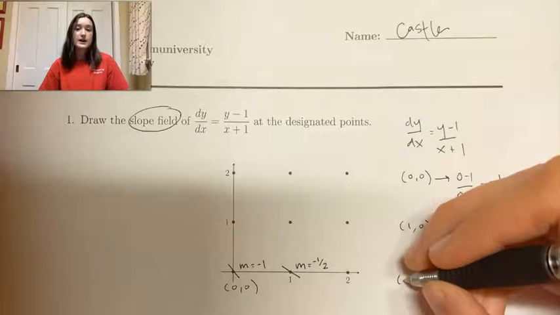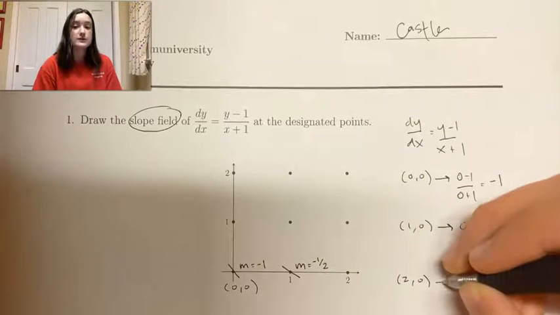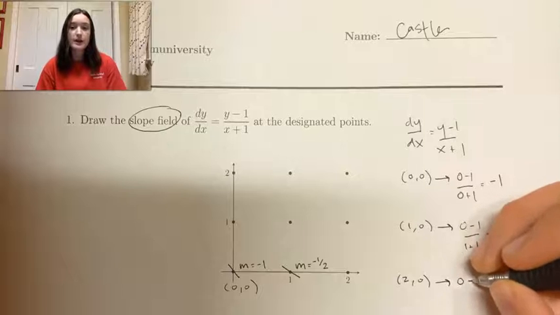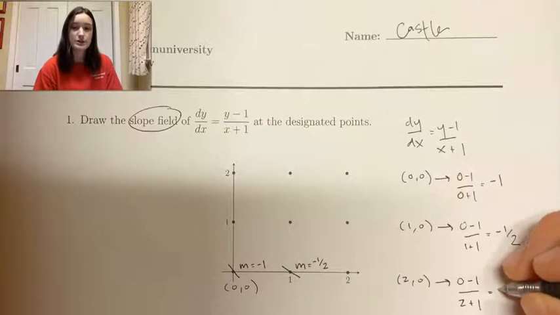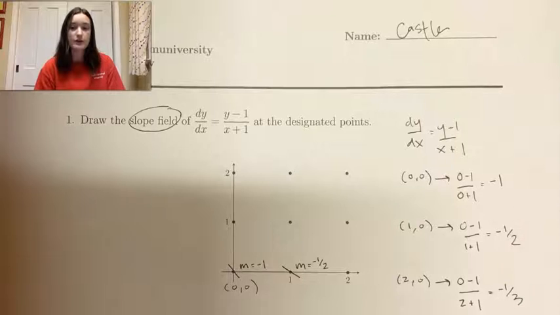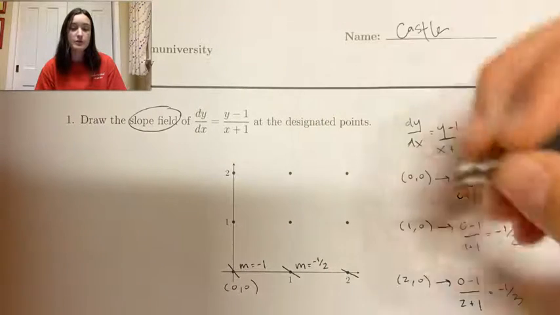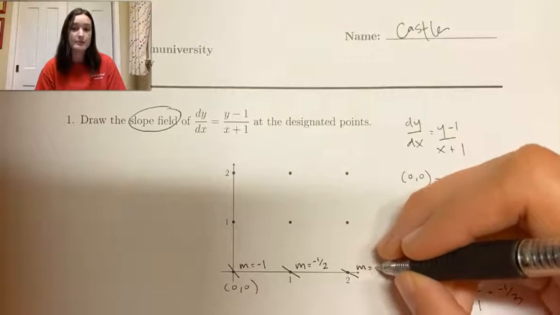And then moving on to that last one, the point is 2, 0. So I'm going to plug those in. And after I do these three, I'm not going to be showing all the work for these because this is pretty easy. You can do it in your head. And I'm going to get -1/3. Again, a smaller slope, so a less steep line.